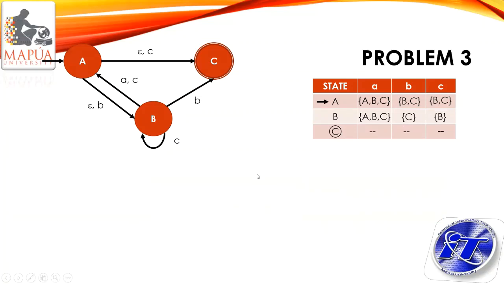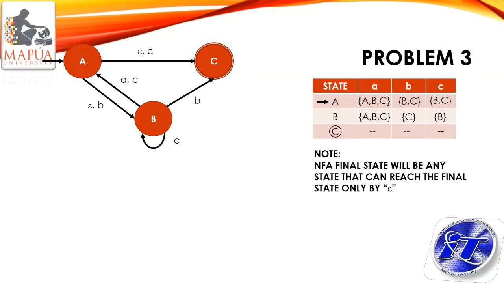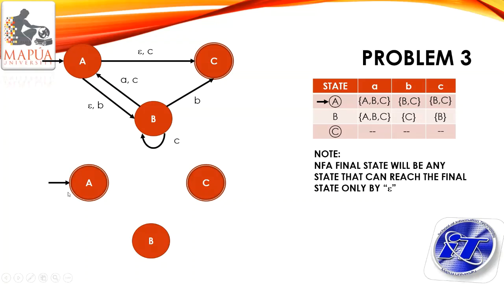Now let's draw. But before we draw, let's define if there are new final states. Can A reach C through epsilon? Yes. So therefore, A will be a new final state when we convert this epsilon NFA to NFA. So now we have two final states, which are A and C, and A is also the initial state.